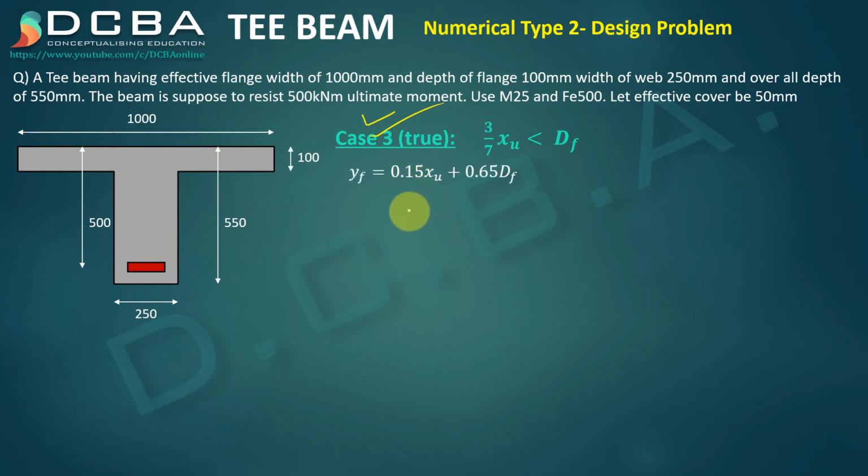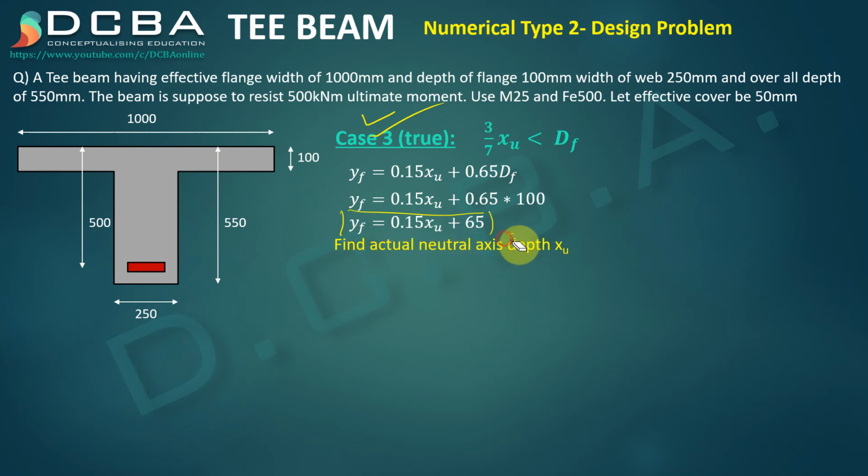And in this case we need to find YF. YF is 0.15 XU plus 0.65 DF. So 0.65 into 100, DF value we know. So it's 0.15 XU plus 65. This is what we have simplified for now.